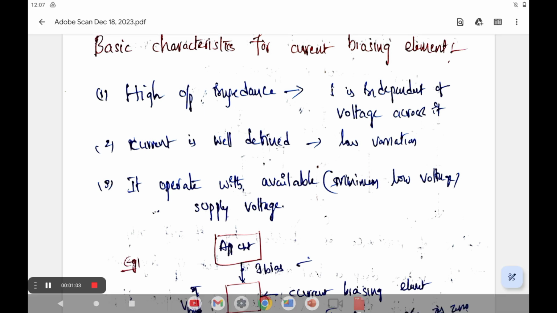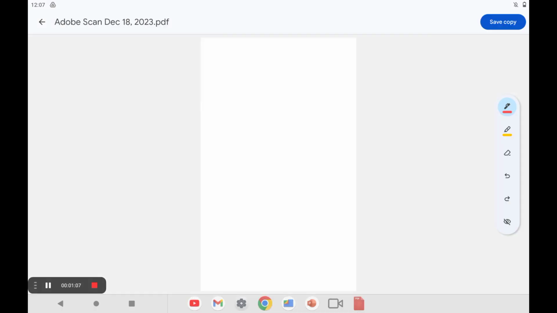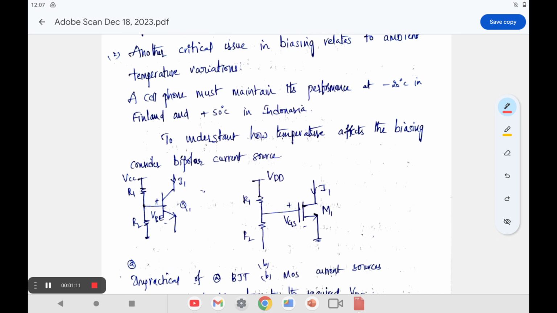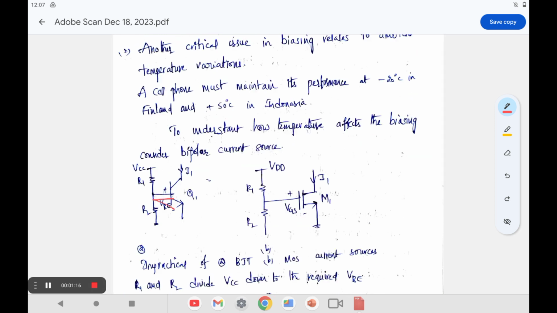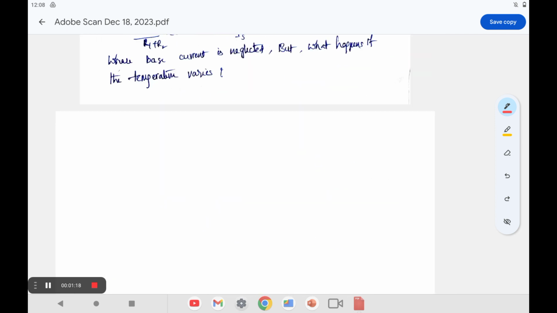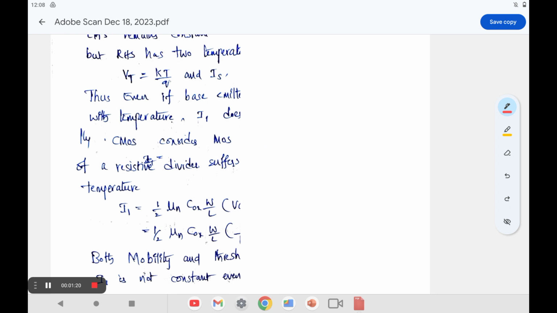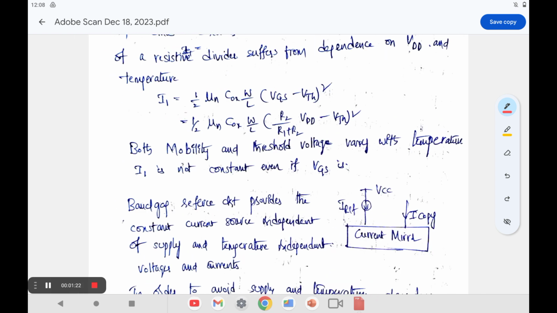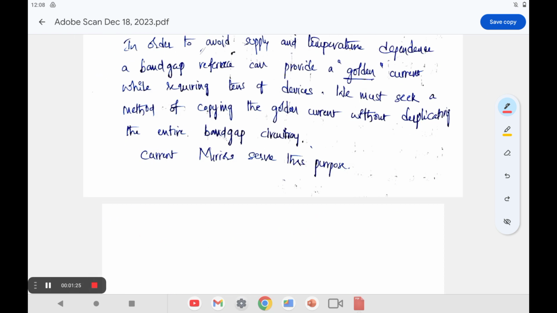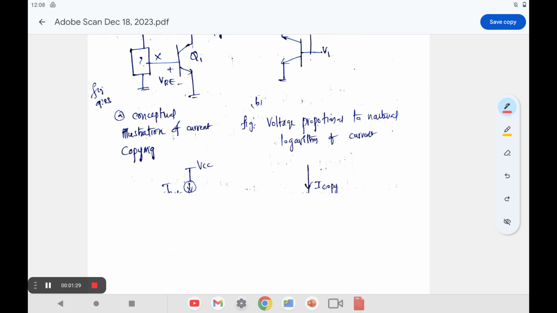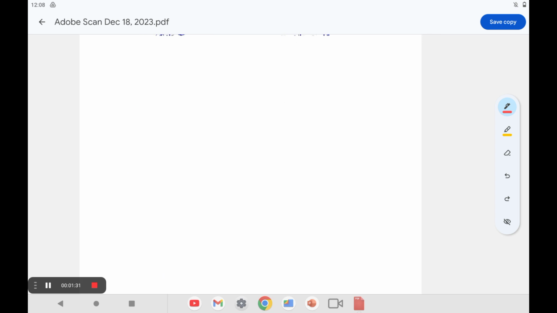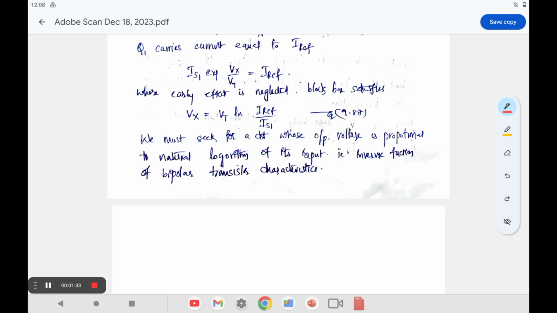Then if you want to replace the corresponding circuit with biasing elements, obviously first of all we need to study the biasing element. Each and every device has some characteristics. In the case of the biasing element, are there any characteristics? That is what we are going to study now.